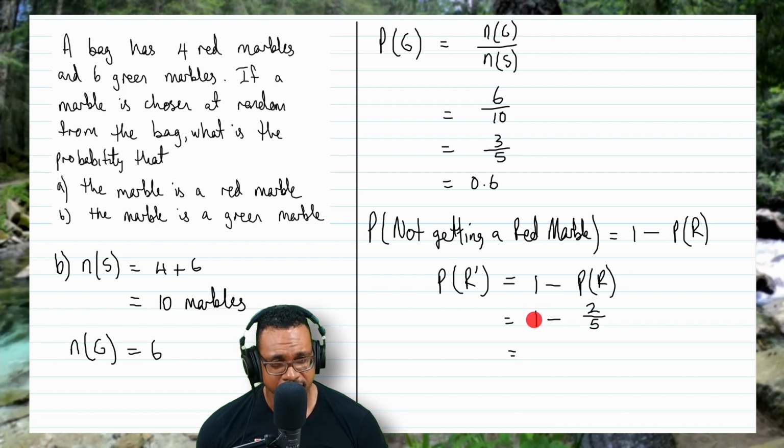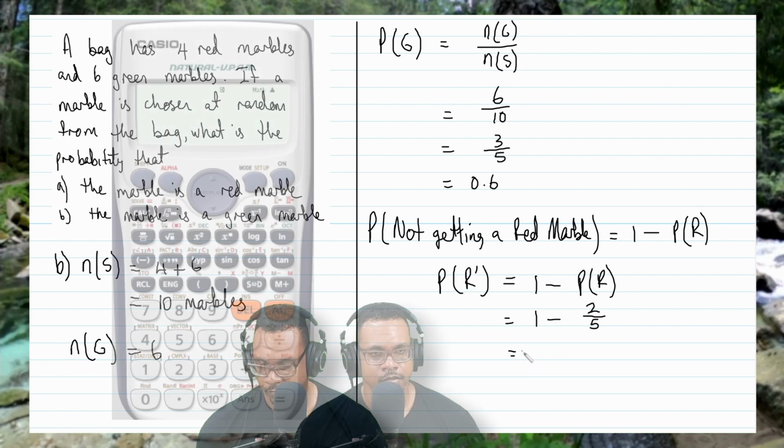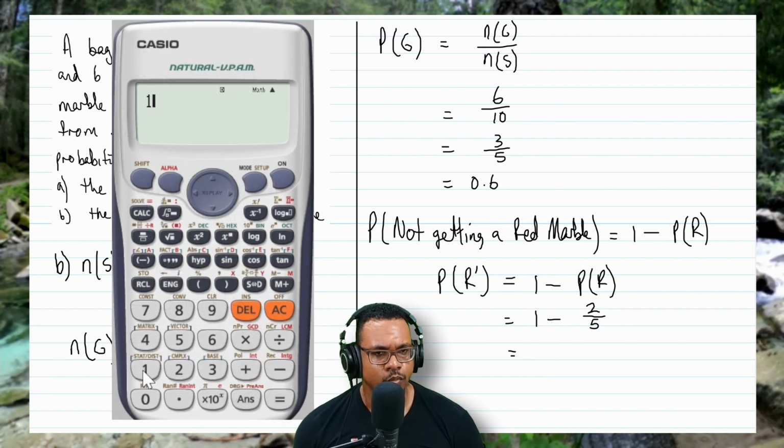So if you look at this 1 here and this denominator 5, then this 1 is 5 over 5. So then you have 5 take away 2, which is 3. So the answer will be 3/5. Probability of not getting a red marble is 3/5. Or we can use the calculator and say 1 take away 2 over 5 and see that our answer here is 3/5.